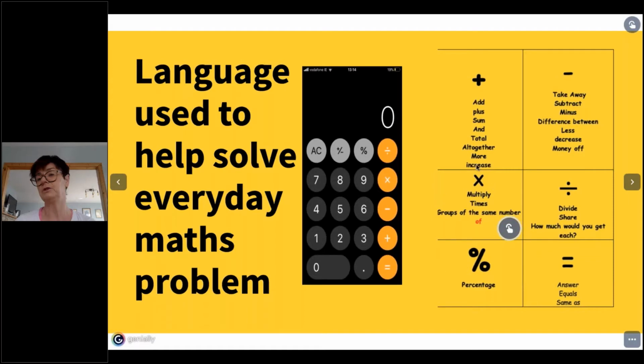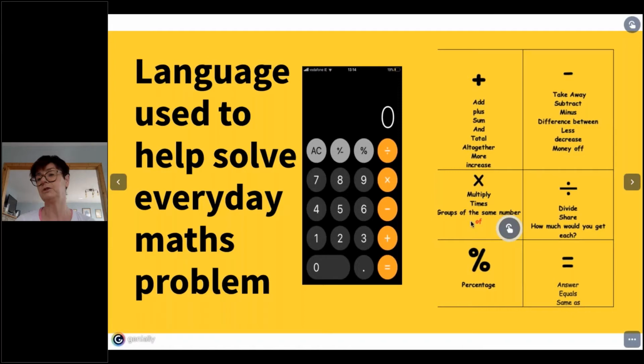This sign here is our multiply, okay? We all remember our times table. If you have groups of the same number, so say you're adding 2 plus 2 plus 2, that's 3 groups of 2. 3 times 2 is 6.